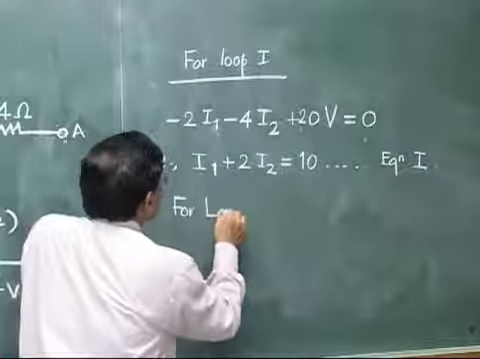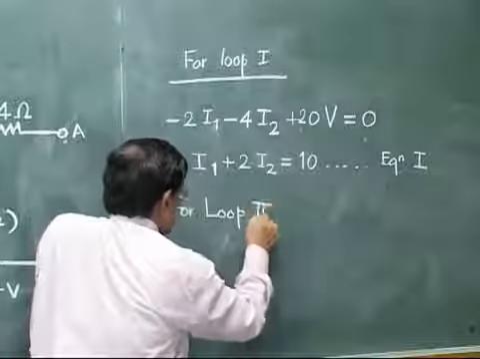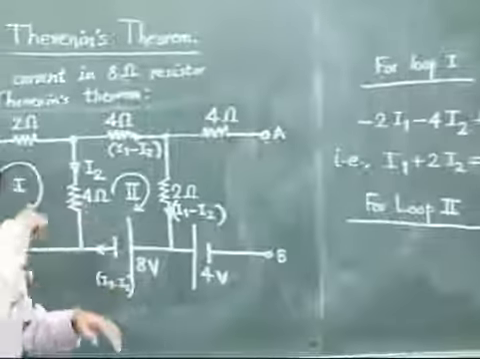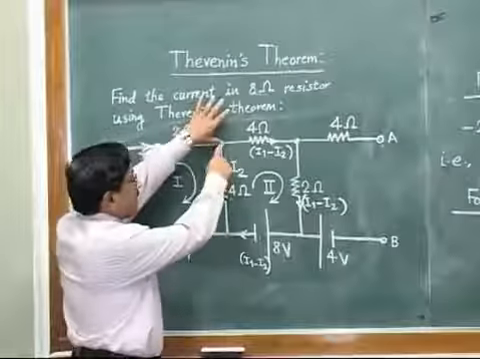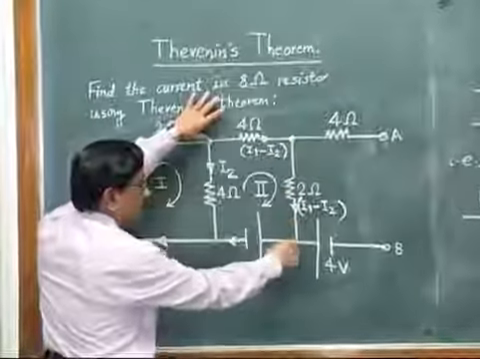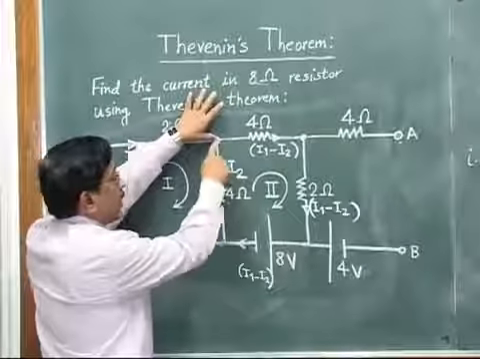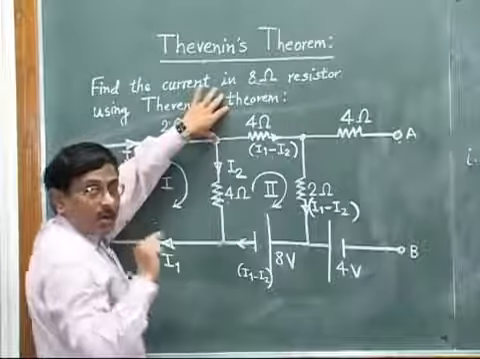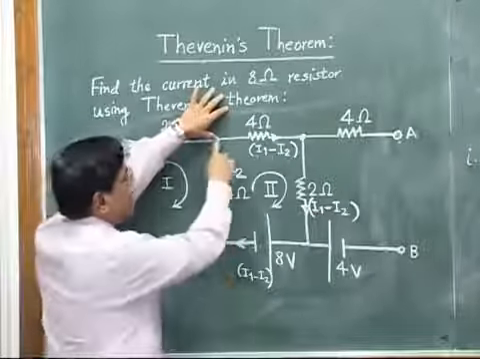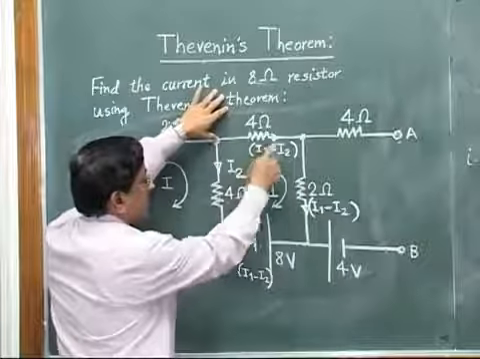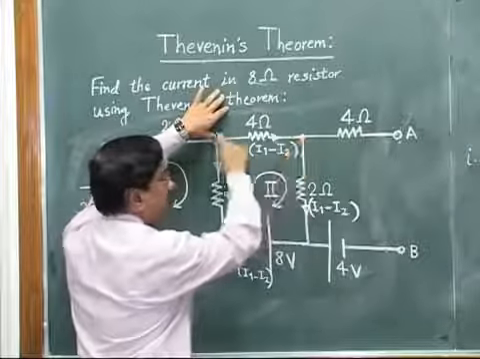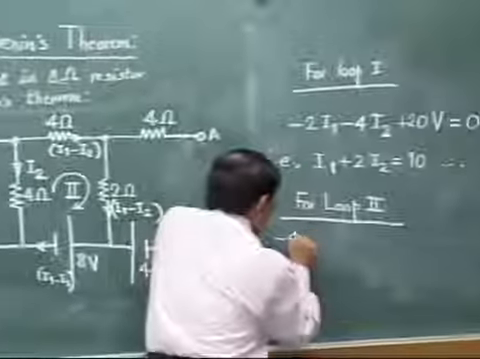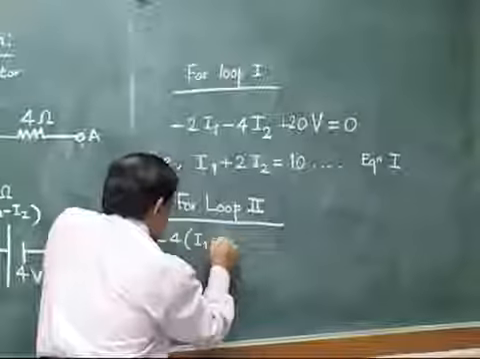Again we have already selected loop 2. We have to just write the equation for that. Suppose we start from this point and we traverse loop 2 in this particular manner. Now this to this, 4 times I1 minus I2, plus or minus means drop or rise. You are traveling clockwise. This current I1 minus I2 is also in your same direction. So minus 4 times I1 minus I2.